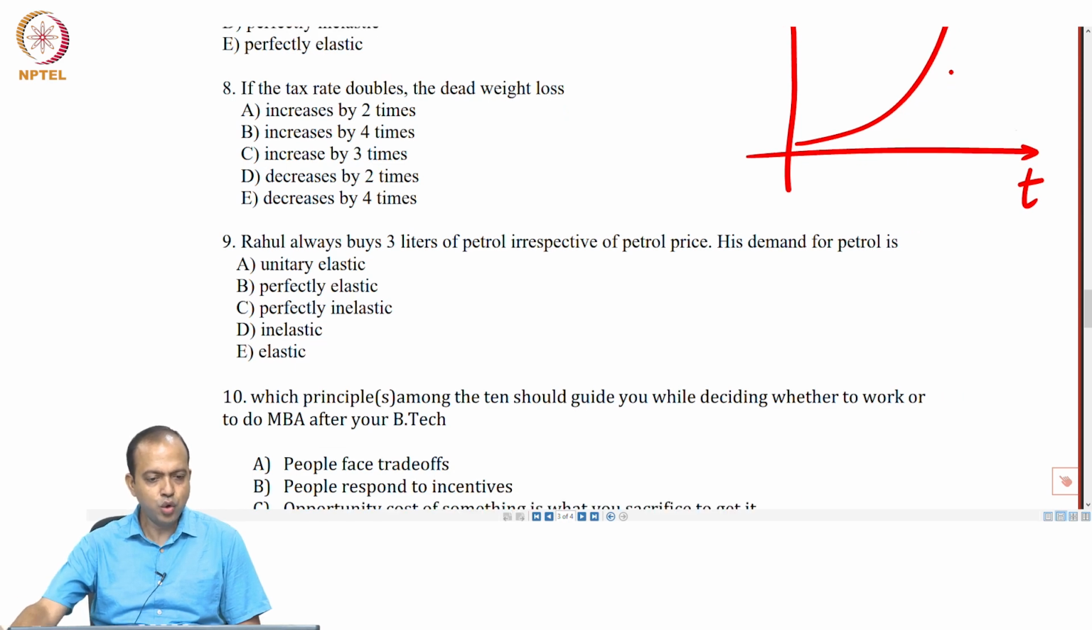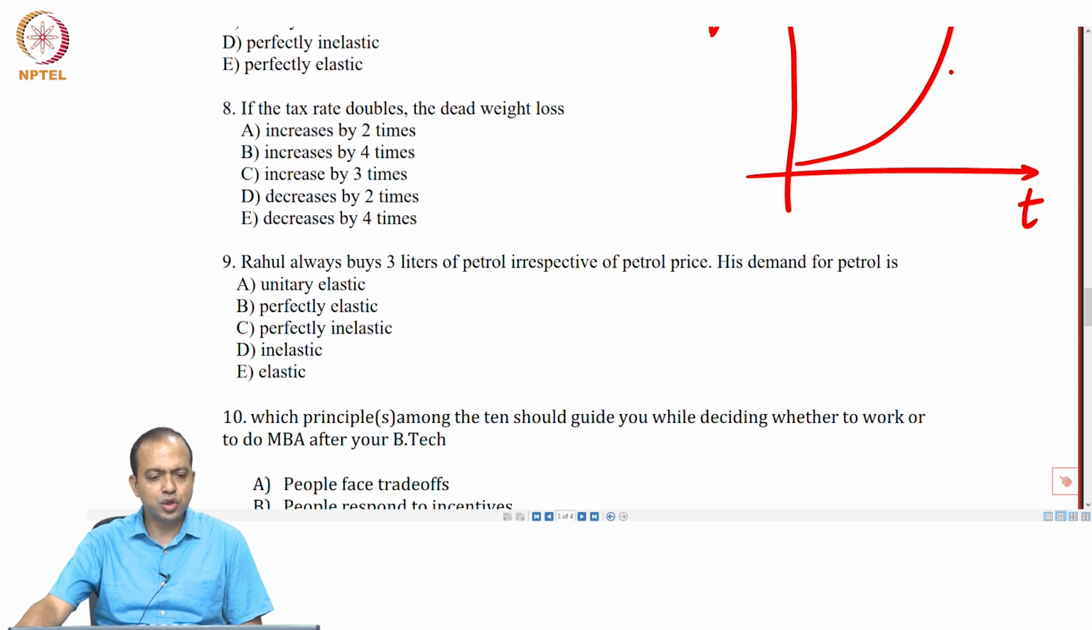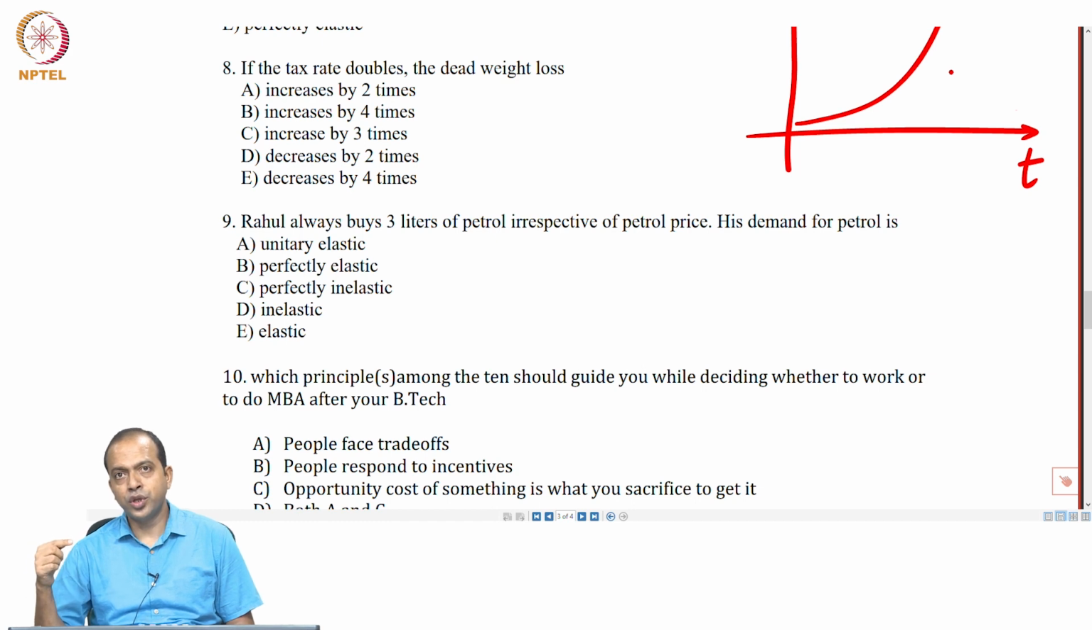9. Rahul always buys 3 liters of petrol irrespective of the petrol price. This is just another way of thinking about the problem which we studied earlier in question number 7. So, Rahul buys 3 liters of petrol irrespective of petrol price. So, his demand for petrol would be what? Whether price is increasing or decreasing, my petrol consumption remains the same, 3 liters always. So, this is a little easier for you. Options are again unitary elastic, perfectly inelastic, inelastic and elastic.